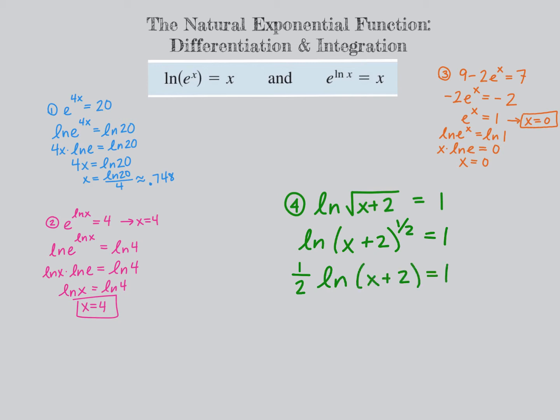From this point, what I actually want to do is multiply both sides by 2 to get rid of that 1/2. So the natural log of x plus 2 equals 2 when we multiply both sides by 2. Then at this point, I'm going to take e to the both sides. What we're going to end up having is e to the natural log of x plus 2 equals e squared. So we raise both sides, they become the exponents, and the base is e here.